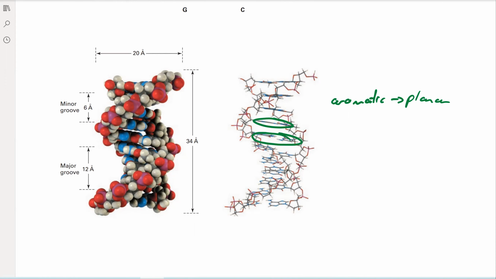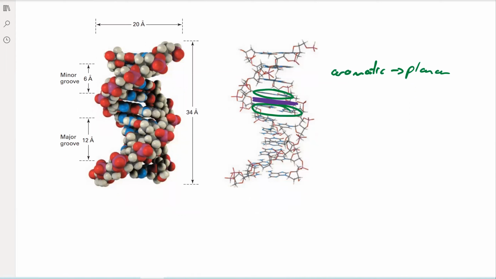Note that this leaves a bit of a gap in between your DNA bases, and other aromatic compounds can actually get in there. It's called intercalate. Basically it just means get in between there.